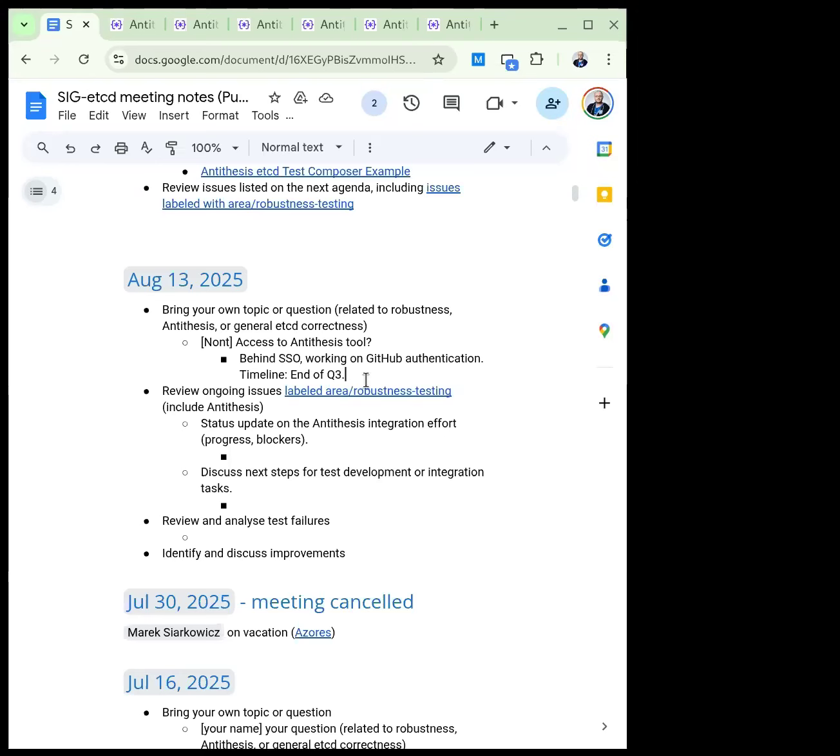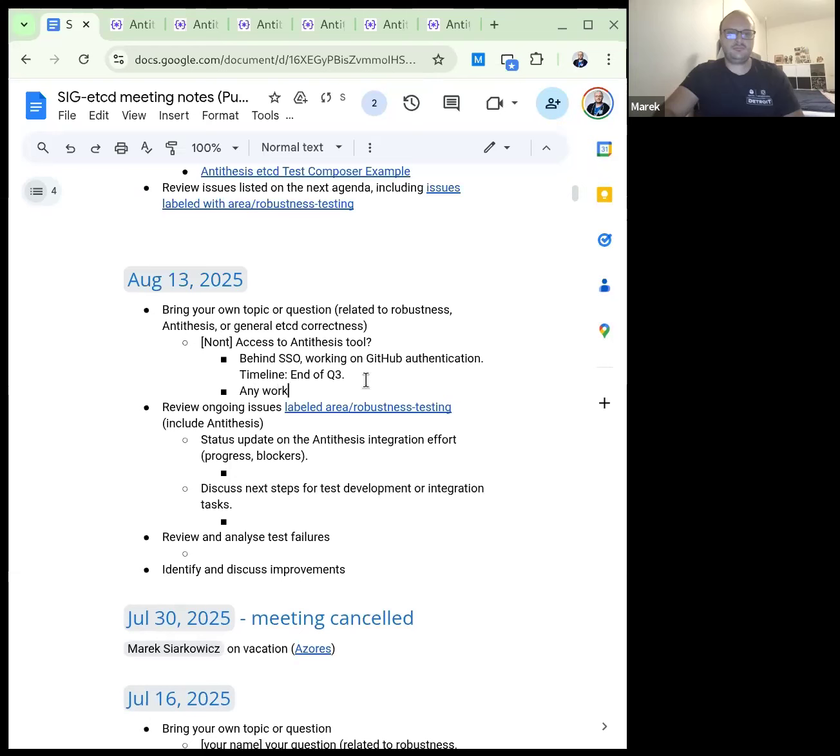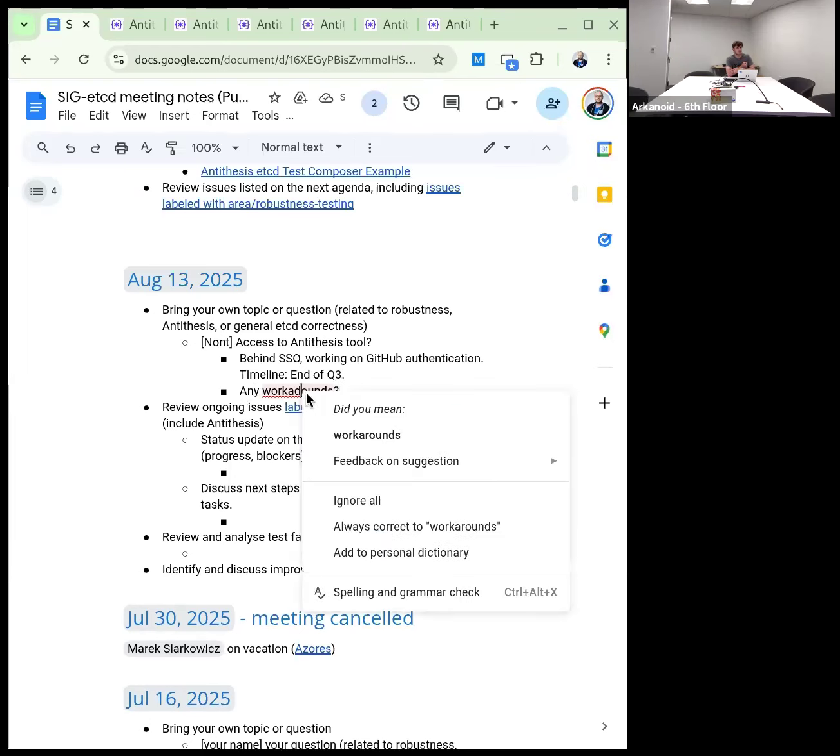Cool. Do we have any workaround to use that tool in the meantime with a different authentication, or perhaps you can invite some of us to the tool?